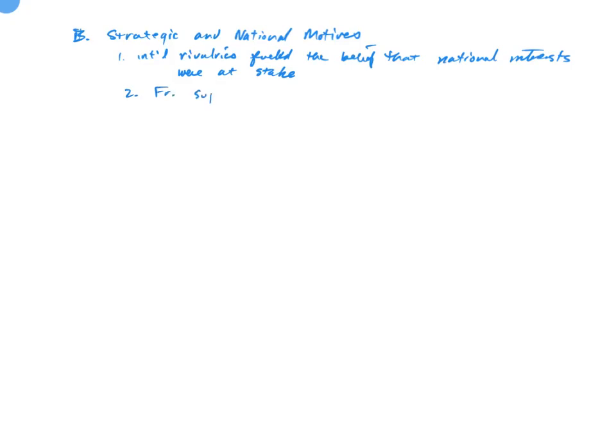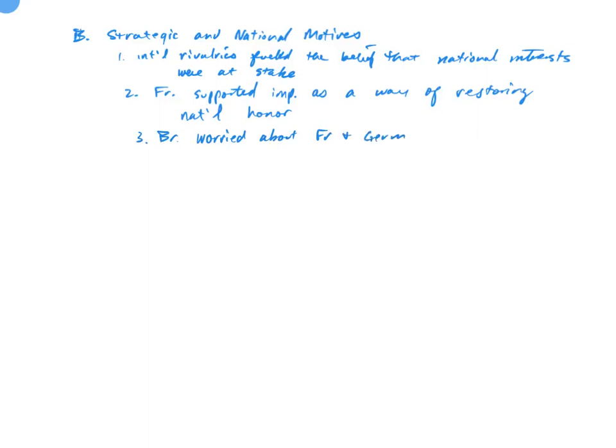2, the French supported imperialism as a way of restoring national honor. 3, the British worried about German and French industrialization and losing world markets. And finally, 4, there's an important link between imperialism and nation building.